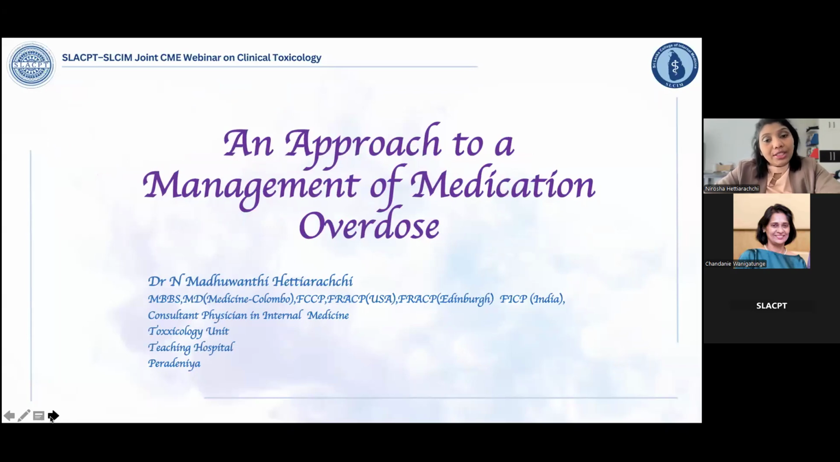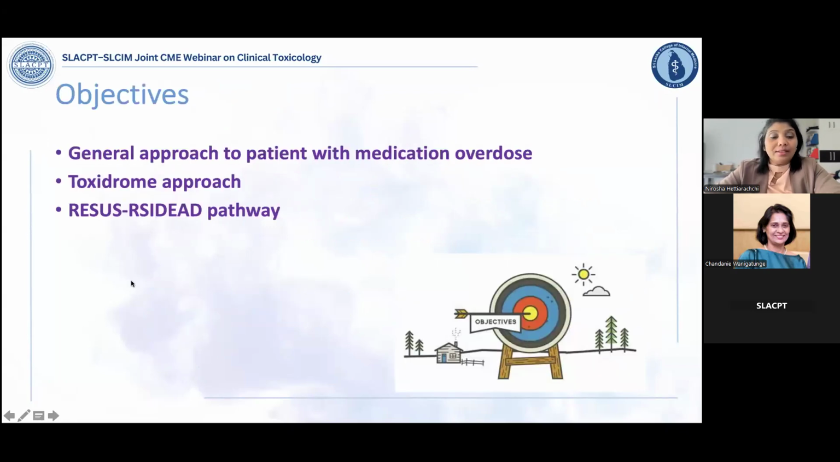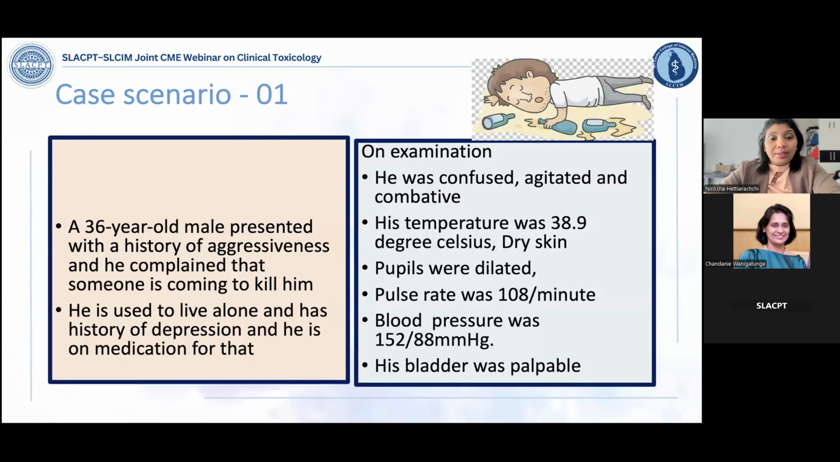So during the next 20 minutes, this is my approach. I would be discussing a little bit about the general approach to a patient with medication overdose, and then discuss the toxidromic approach. And when you are managing a patient with poisoning, you have to go according to the RESUS RSI pathway, which I would discuss in detail. So let's start our talk with a case scenario.